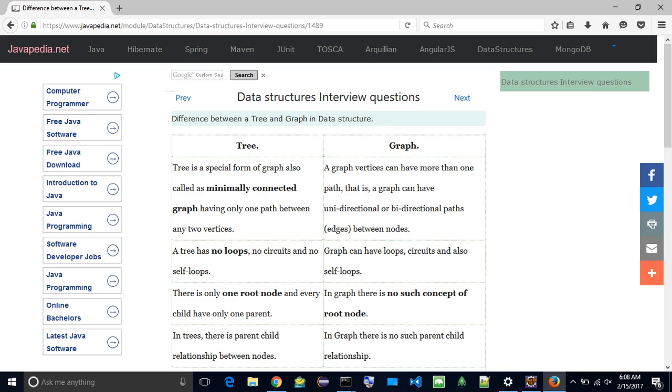A tree has no loops, no circuits, and no self-loops. Graph can have loops, circuits, and also self-loops. There is only one root node and every child has only one parent. In graph there is no such concept of root node. In trees, there is a parent-child relationship between nodes. In graph there is no such parent-child relationship.